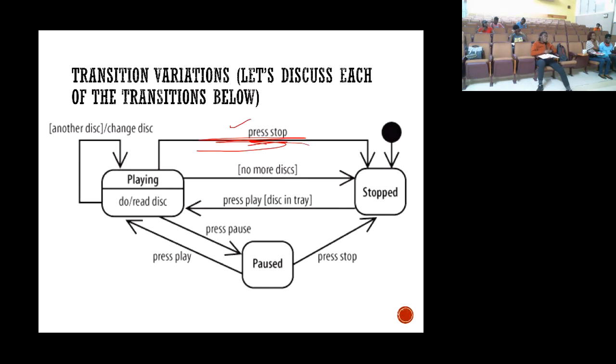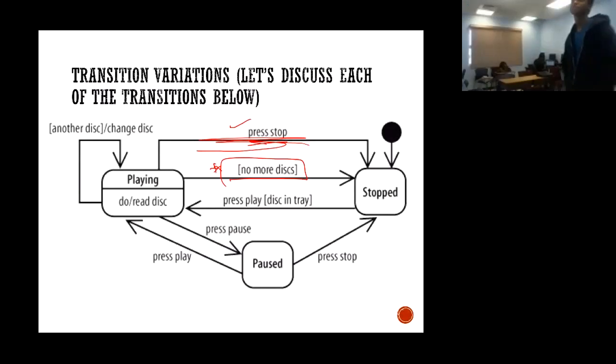Let's look at this one. No more disks. What does that mean? It can't play. Do you notice there's no trigger on this one? If there's no trigger, it's automatic. Somebody was saying something online? I was saying if there's no disk, it can't play. So yeah, it's just automatic.